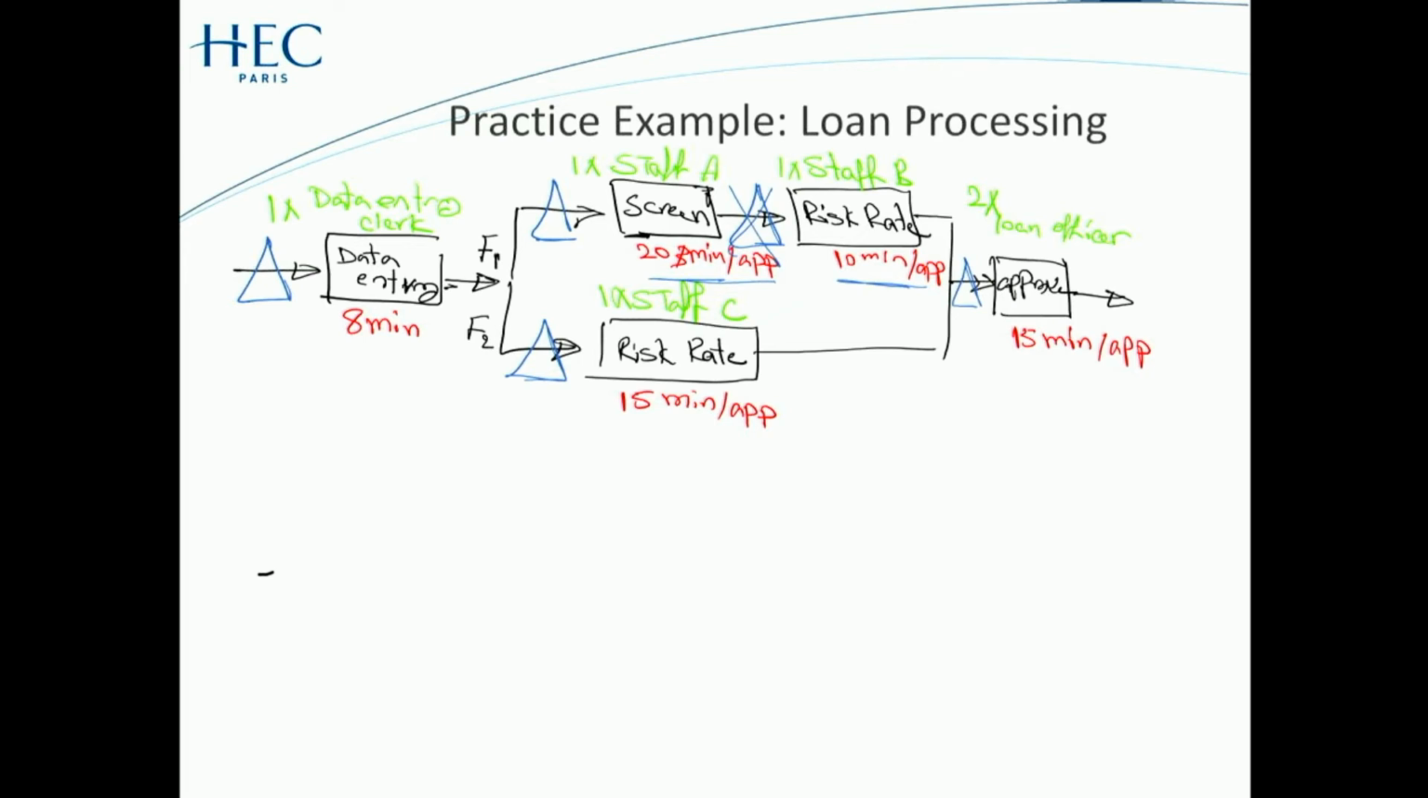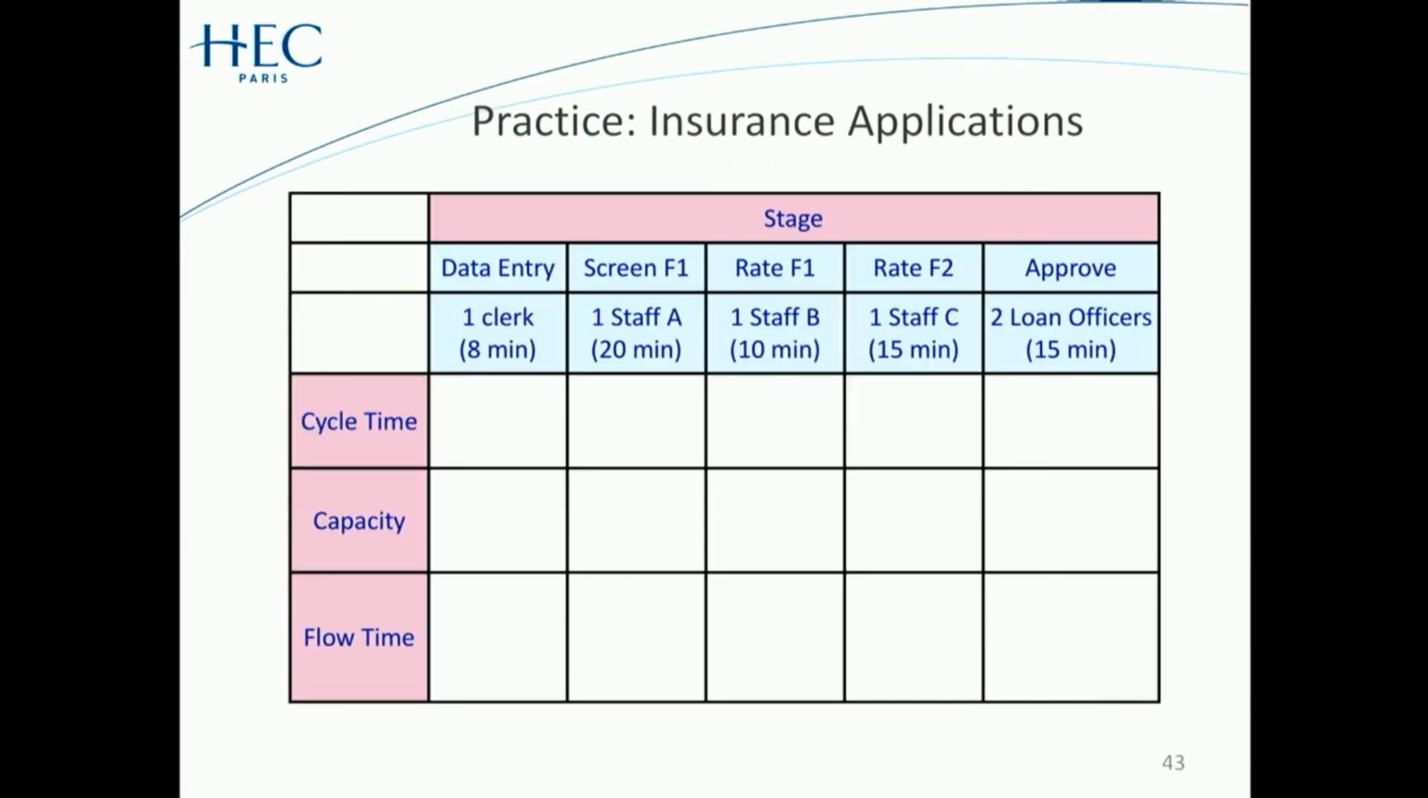Now, this is what our process flow diagram looks like, so it's actually complete. The next thing that we would like to do is calculate the cycle time, capacity, and flow time for each of our processes. Now, we know that we have the data entry clerk doing the data entry for each application for 8 minutes per application, and there is only one clerk.